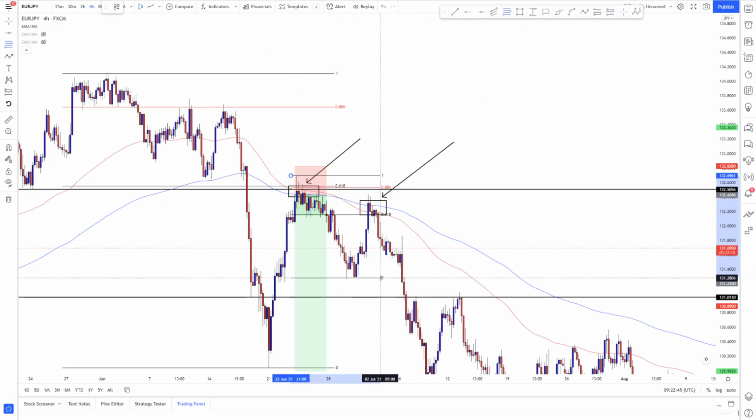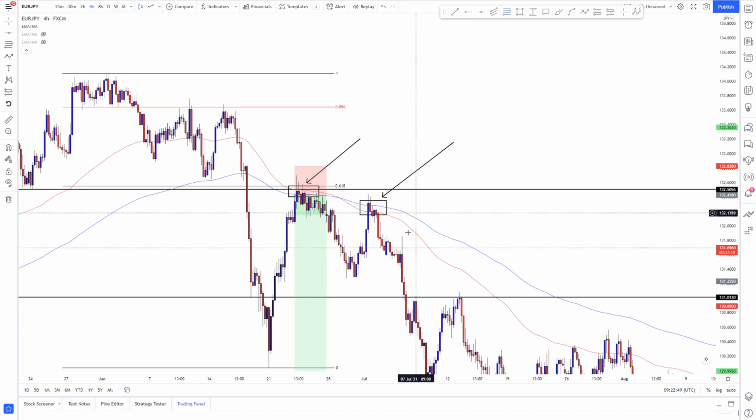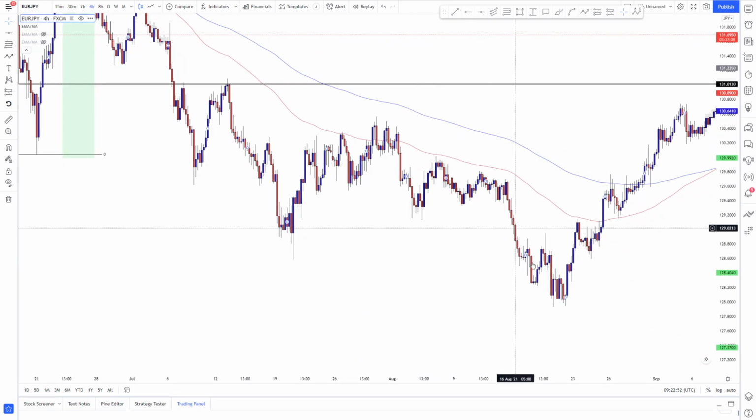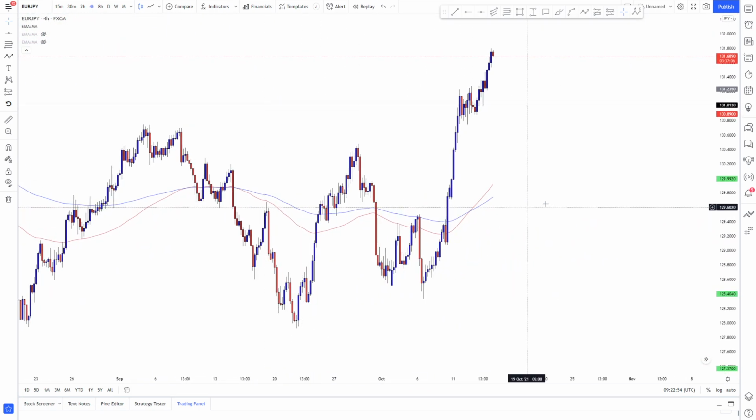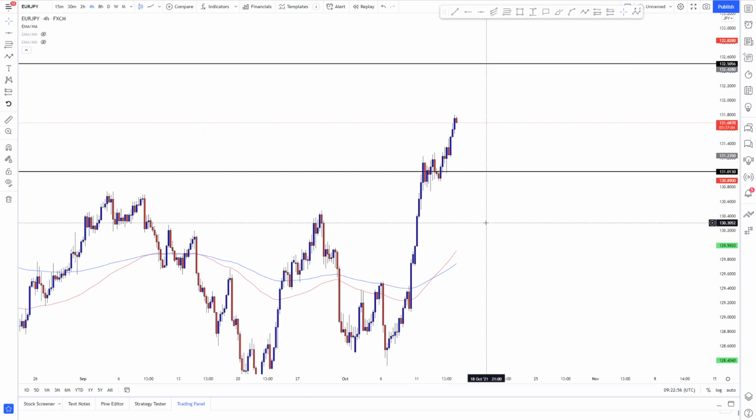For this setup, let's take a look. High to low, fib, we have the 78.6 fib also aligning. And then price continues pushing to the upside, and so on and so forth. And this is the moment that we're currently in.